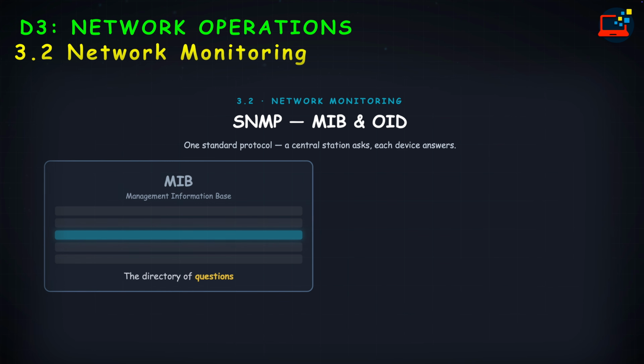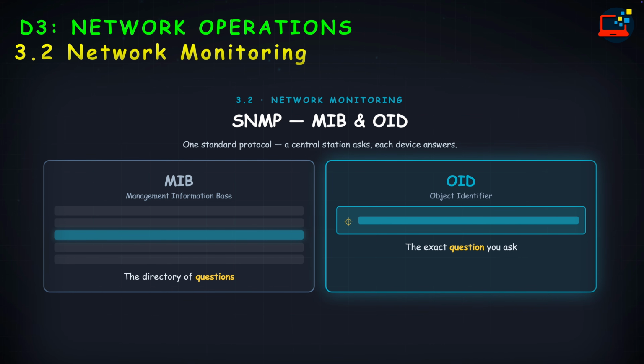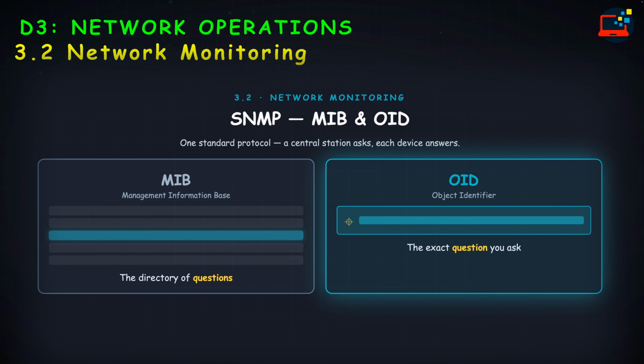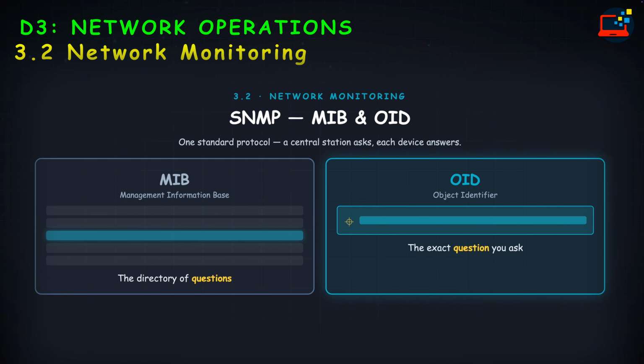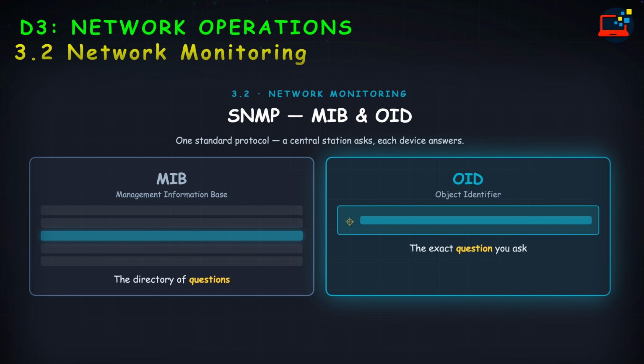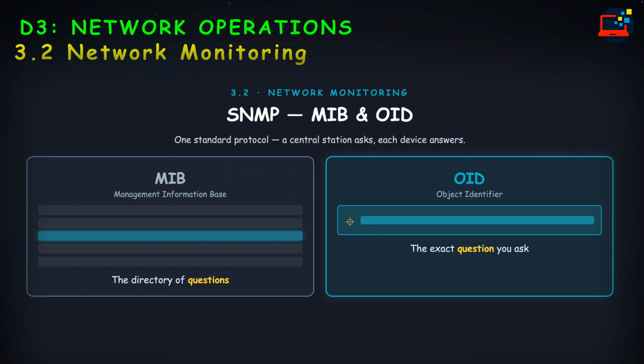Now, SNMP, the Simple Network Management Protocol. This is the management interface to your devices over one standard protocol. A central station queries each device and stores the answers. The data on the device lives in a structure called the MIB, the Management Information Base, which is the directory of every value a device can report. Each value has an address called an OID, an object identifier. The MIB is the directory of questions. The OID is the exact question you ask.